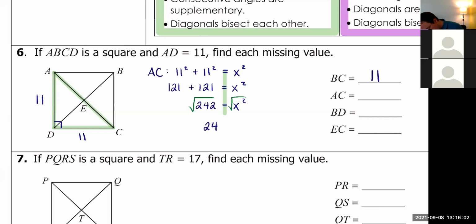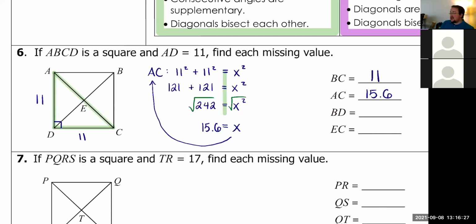24.15.6. Oh, no, I'm wrong. I'm looking at the next one. 15.6. Spoiler alert, I ruined the next problem. 15.6 equals x. Of course, x was representing AC. So AC is 15.6.